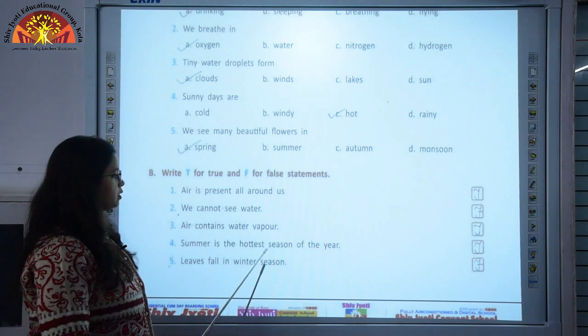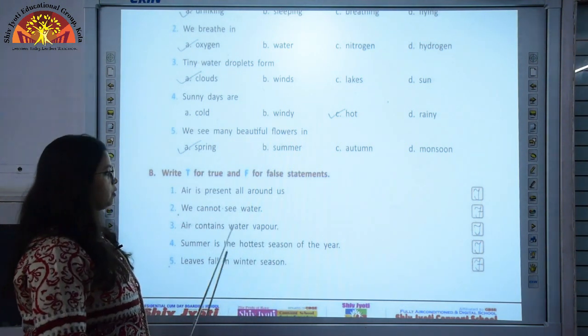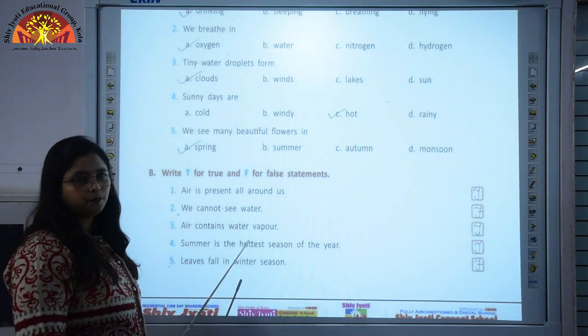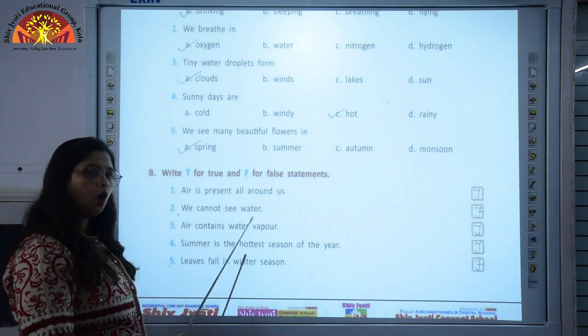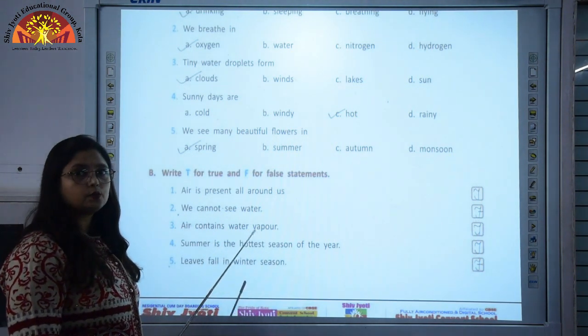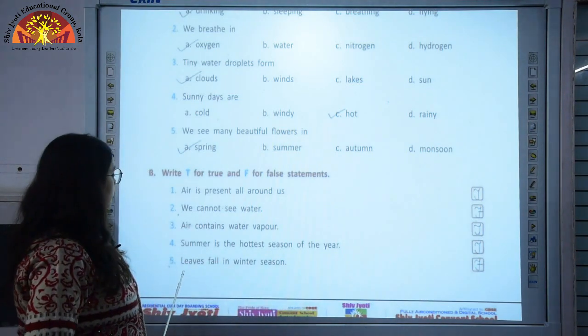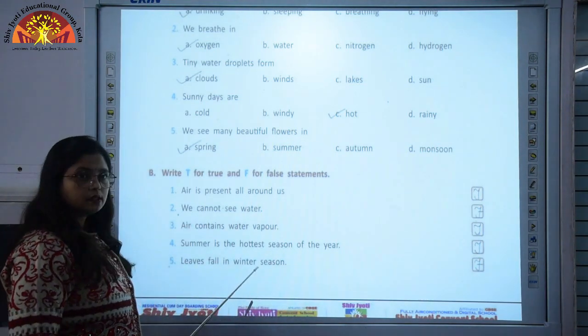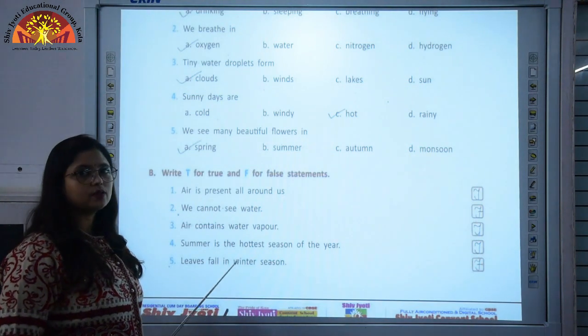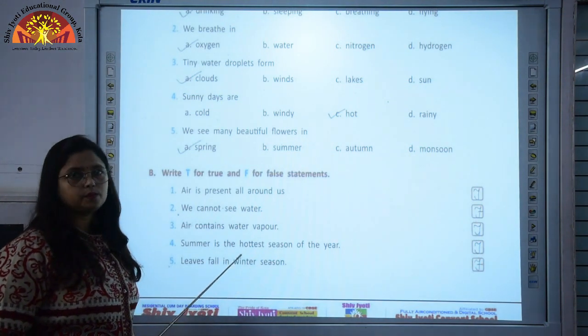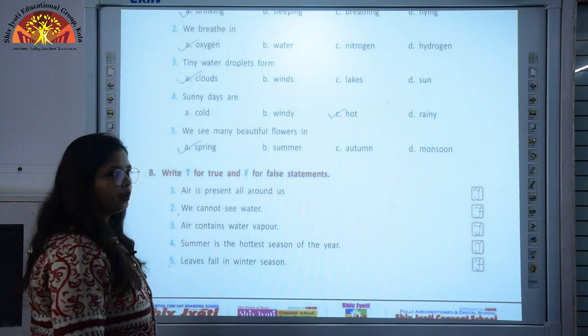Summer is the hottest season of the year. So is it the correct statement, children? Yes, because summer is the hottest season. The sun shines brightly during the summer season, and we will write T over here. Leaves fall in winter season. Is it a correct statement? No, because leaves fall in autumn season. So we will write F over here.